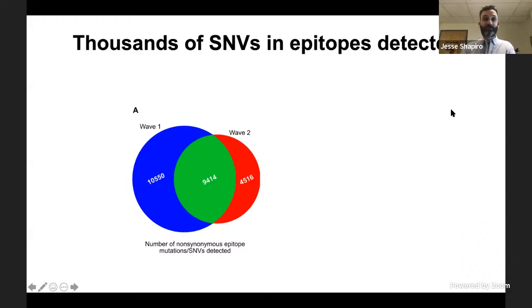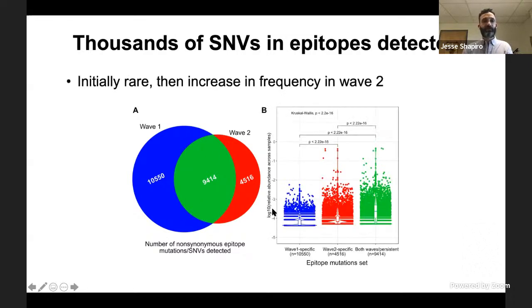first of all, we identify thousands of single nucleotide variants in epitopes. Most are identified in wave 1, a smaller number are unique to wave 2, and there's a fair amount of overlap. But what's notable is that these are initially rare. The y-axis here is just the relative abundance, so how frequent do we see each of those mutations? In wave 1 in blue, they tend to be pretty rare. But the ones that are in wave 2 or that are persistent in both waves are more prevalent.